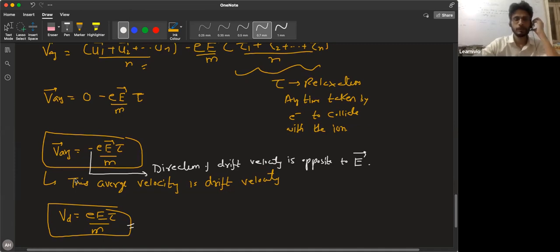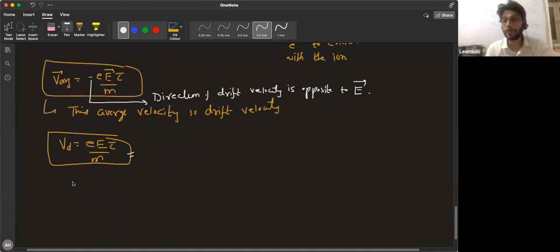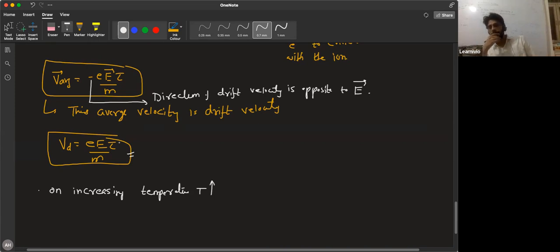Okay. The next is the dependency on temperature. If you increase temperature, then relaxation time decreases. The reason is that when you increase temperature, you increase the thermal energy. Electrons will collide more frequently with the ions. So due to frequent collision, tau will decrease. And if tau decreases, then drift velocity will decrease.